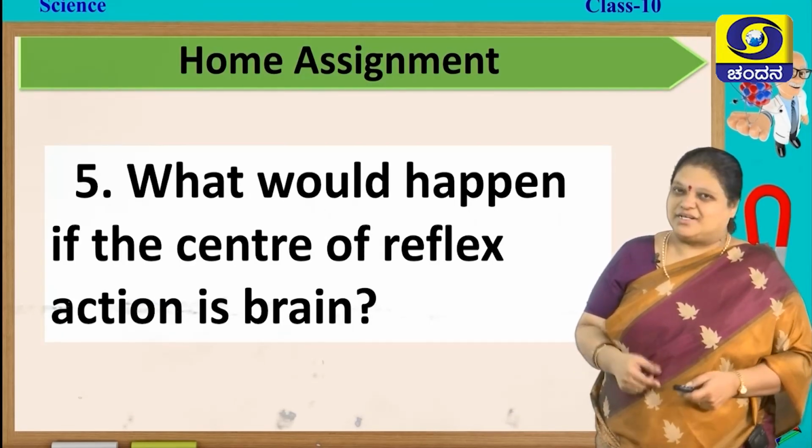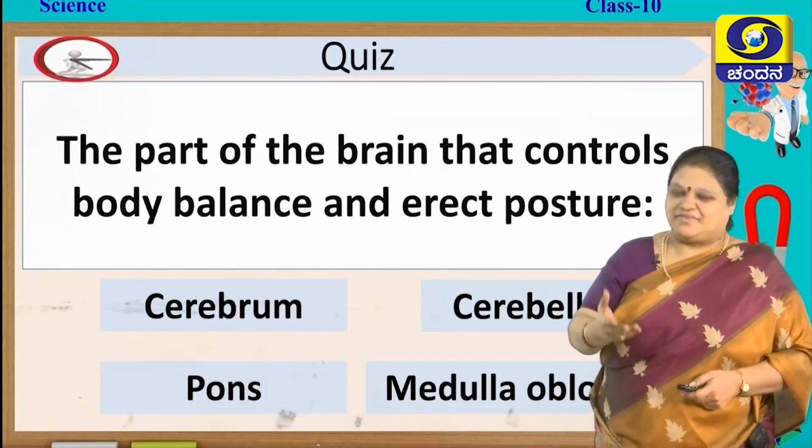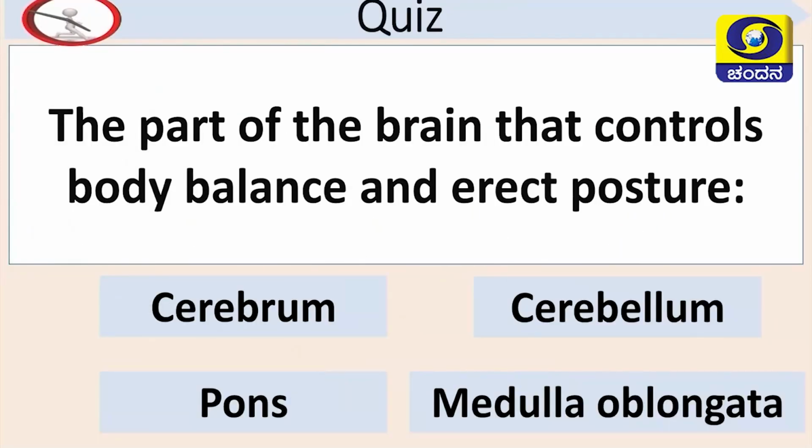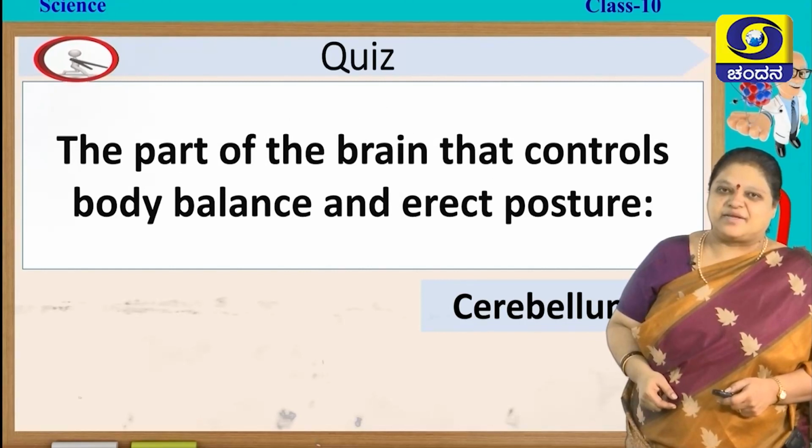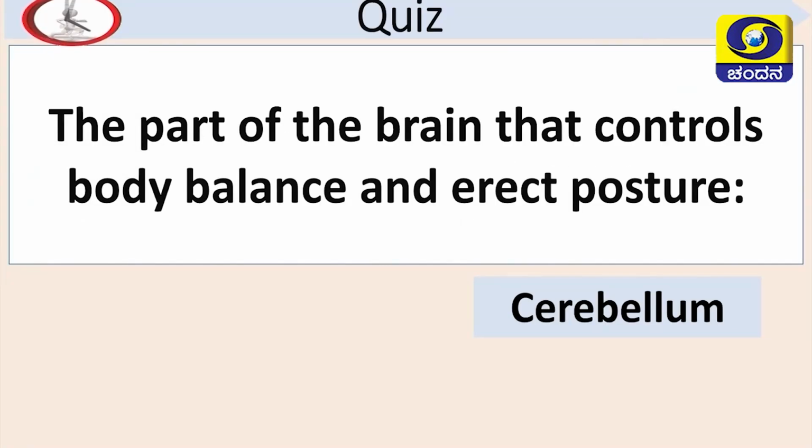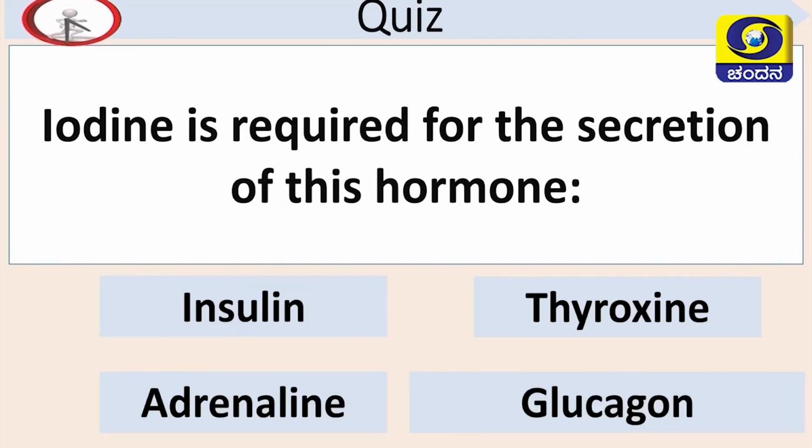So, next we will come to the quiz portion. Welcome to the quiz. The part of the brain that controls body balance and erect posture. So, cerebrum, cerebellum, pons, medulla oblongata. In my previous session I had given a clue for this also. Please remember and answer. Yes, the correct answer is cerebellum. Lum means leg, I had told you to remember. So, all connected to leg activities, body balance, etc. You can write. Next question.